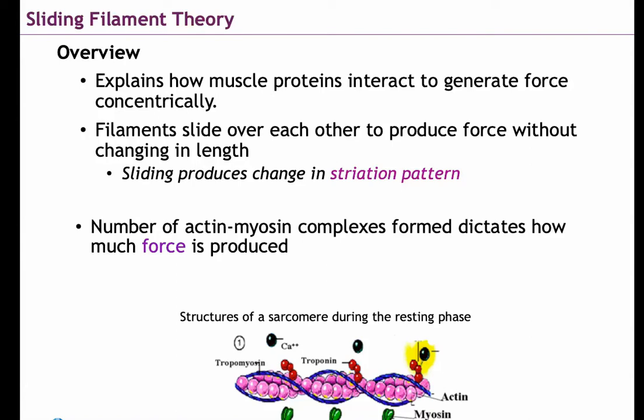I also want you to understand that the filaments themselves do not change in length. Actin and myosin don't actually shorten themselves, they slide past each other. And remember, myosin is anchored, it doesn't move. It's just the actin that slides.